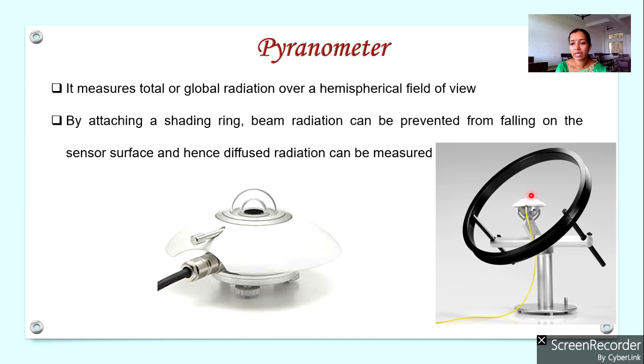So total radiation can be measured using this pyranometer. Now, if we cover the direct radiation, if we prevent the direct radiation, we can measure the diffused component of radiation. That is achieved by using a shading ring. So we will always keep this shading ring aligned to the direction from which the sun's rays are coming. Then it will prevent the direct sun rays. So we will get the diffused component of radiation only. So likewise, a pyranometer can measure either total or global radiation or only the diffused component of radiation.